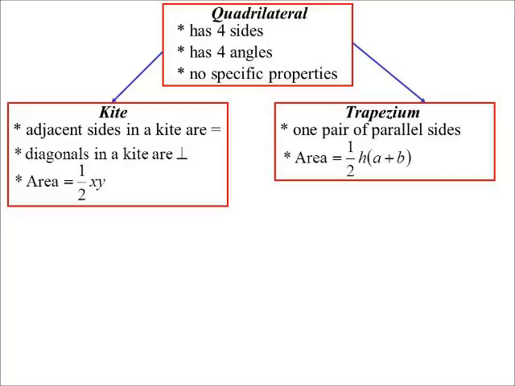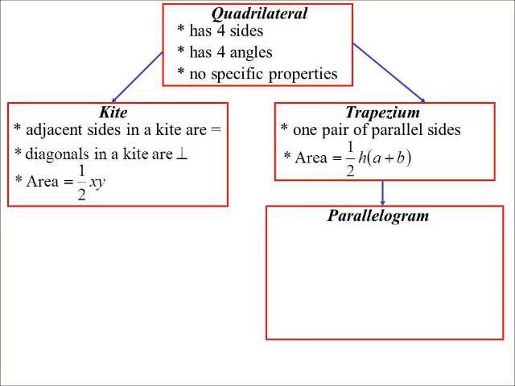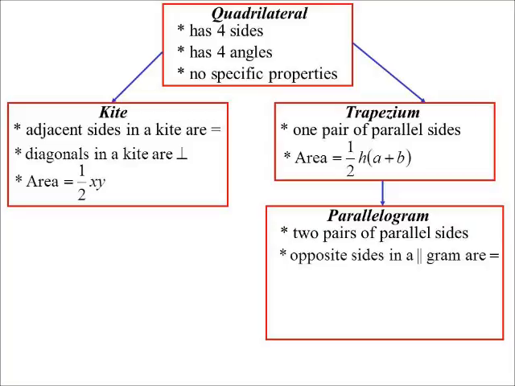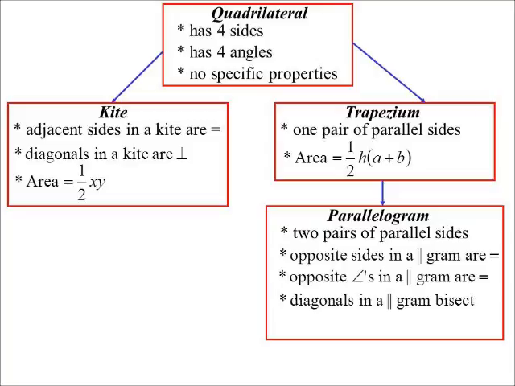Okay, but branching off our trapezium, we have parallelogram. Because a parallelogram is, of course, when we have two pairs of parallel sides. So you could, if you wanted to, use the formula for a trapezium area, if you knew the information. Opposite sides in a parallelogram are equal. So there's a new feature that we know. It also means opposite angles in the parallelogram are equal as well. We also know that the diagonals in a parallelogram will bisect each other. And we can refine the formula by simply saying base times perpendicular height.